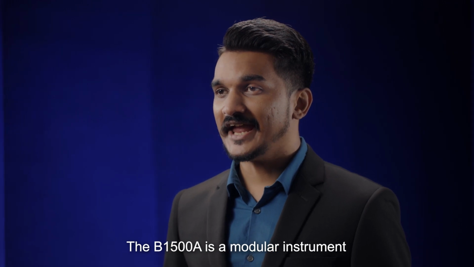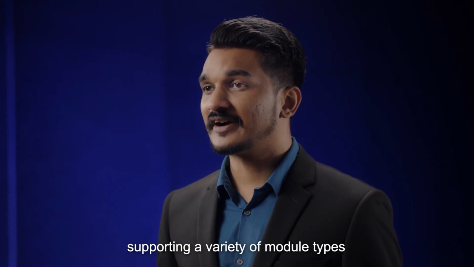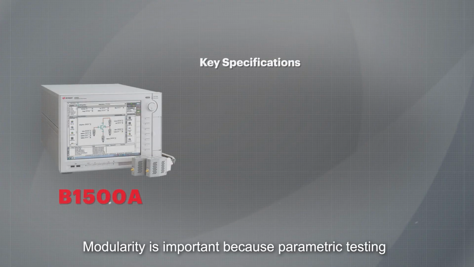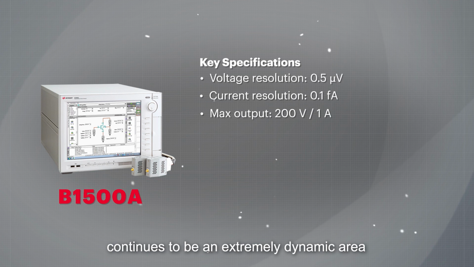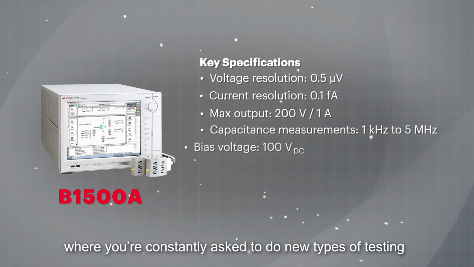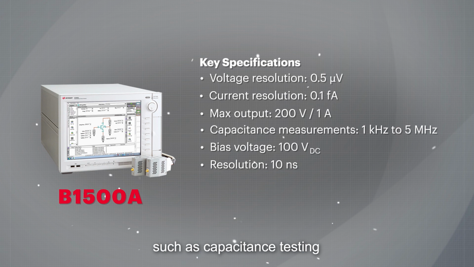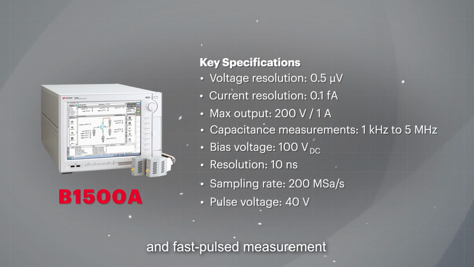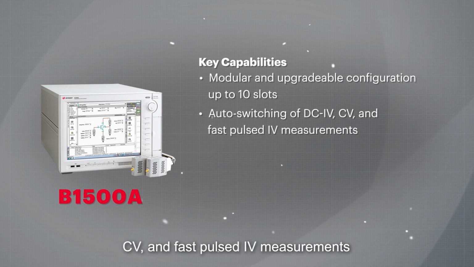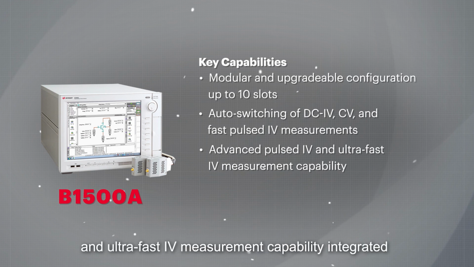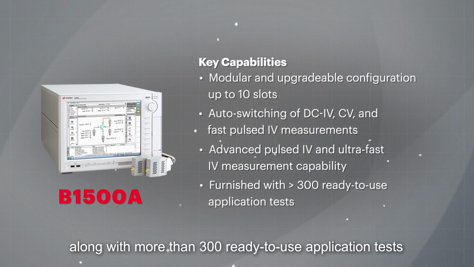The B1500A is a modular instrument supporting a variety of module types. Modularity is important because parametric testing continues to be an extremely dynamic area where you are constantly asked to do new types of testing, such as capacitance testing, high-speed testing, and fast-pulsed measurement. It supports auto-switching of DC IV, CV, and fast-pulsed IV measurements with advanced pulsed IV and ultra-fast IV measurement capability integrated, along with more than 300 ready-to-use application tests.